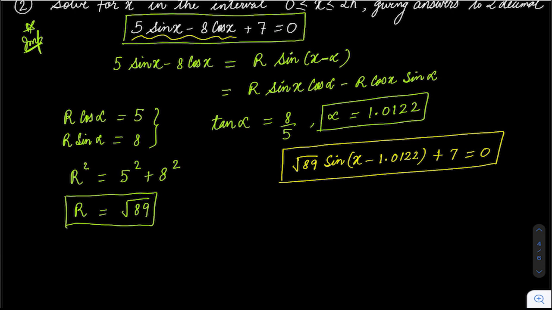Now why is that? It's because when we write it in equivalent form, we have only one trigonometric ratio. Before, we had 2 sin x and cos x, so it was a little difficult to solve. Okay, so let's first find sine of x minus 1.0122. What is this value? This is minus 7 over square root of 89.